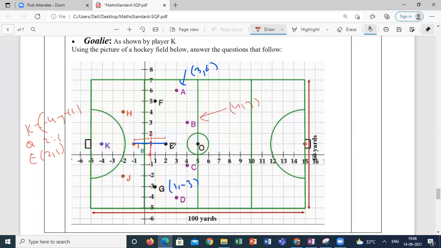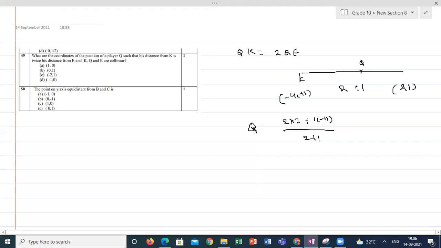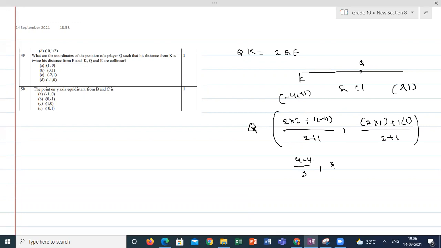And E is 2, plus 1. And there is a point Q which is dividing in the 2:1 ratio. I am applying the section formula because of the collinearity, otherwise I have to use the distance formula. 2 times 2 plus 1 times minus 4, divided by 2+1. Section formula. 2 times 1 plus 1 times 1, divided by 2+1. This will be 0/3, 3/3. So the answer is 0, 1. Okay, sir. Clear? Yes, sir.